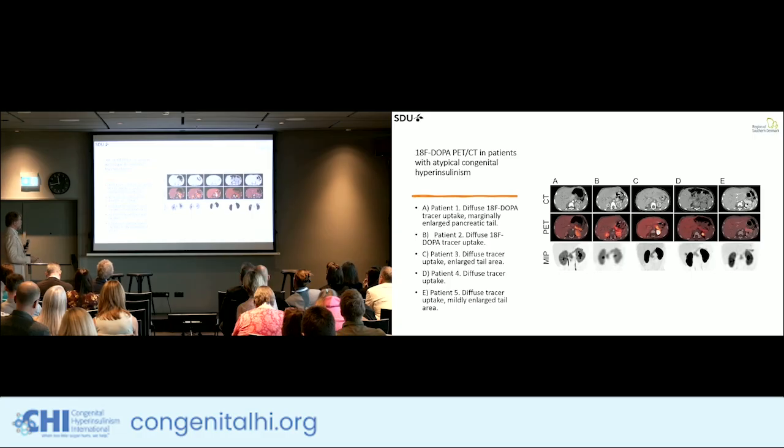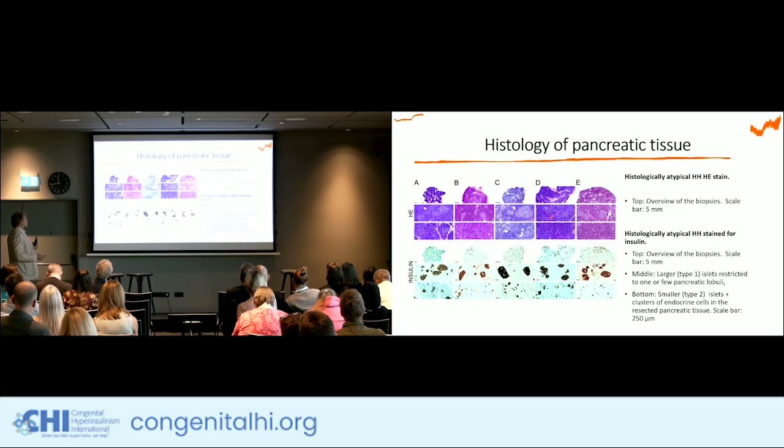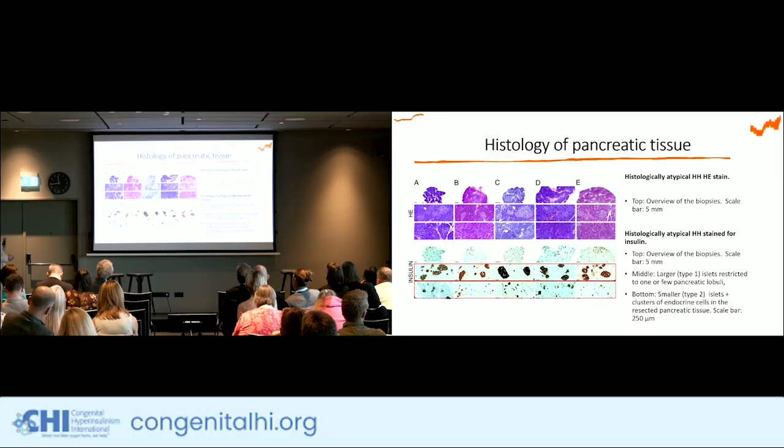If you look into how the Doppler PET-CT scan actually shows the pancreases from these patients, they more or less resemble a normal pancreas. Whereas if you look into the histology, here you have an overview of the histological samples, but you can see in some of these samples you have very large islets, whereas in others you have very small islets, and it's in the same patients.